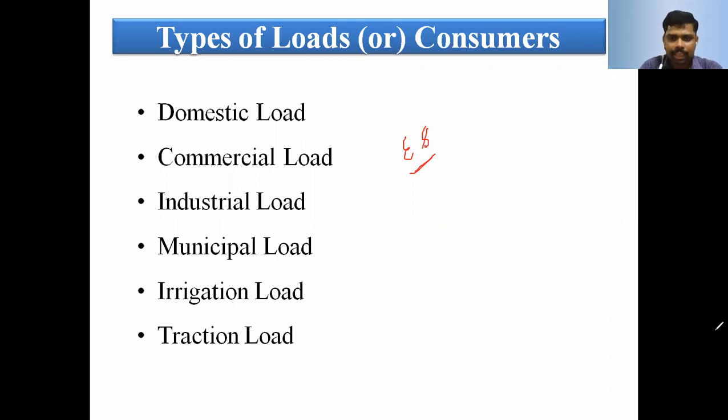For example, domestic home appliances require electricity, and for commercial purposes, that is shops, and industrial purposes. Again, industry is classified into three types: small scale industry, medium scale industry, and another one is large scale industry. And the municipal load.